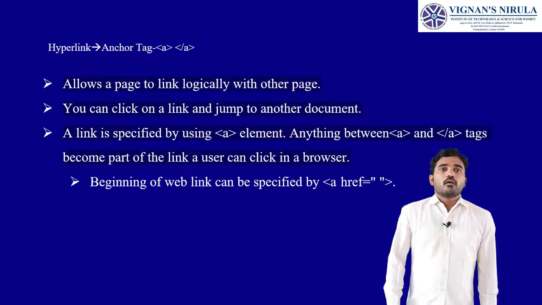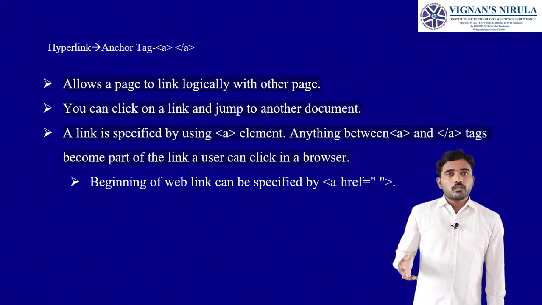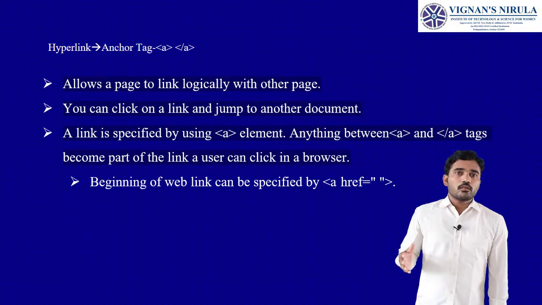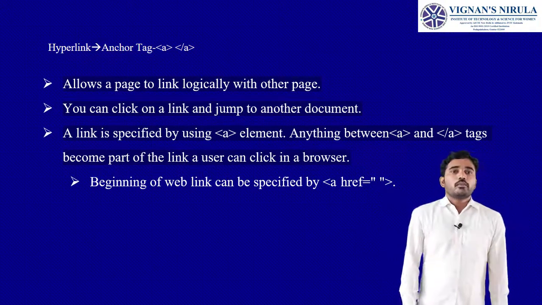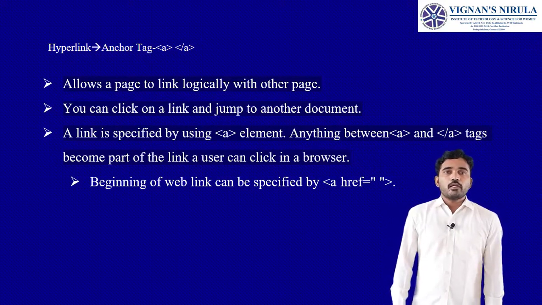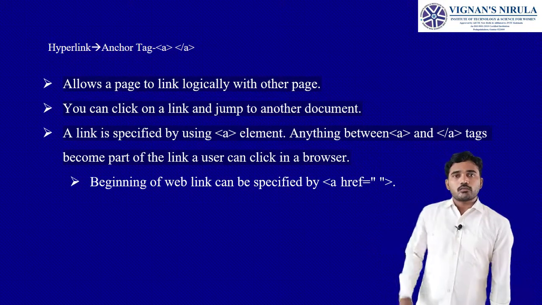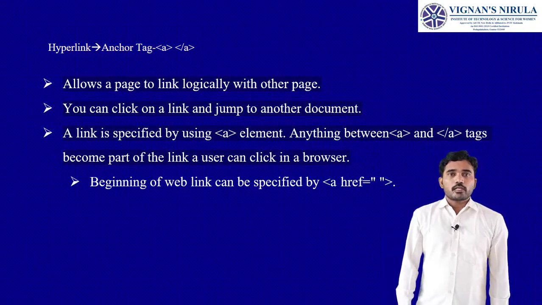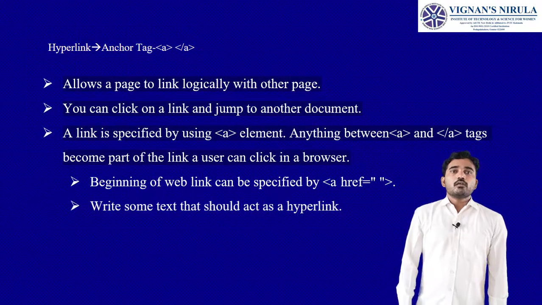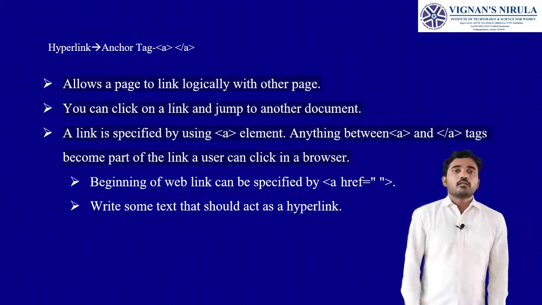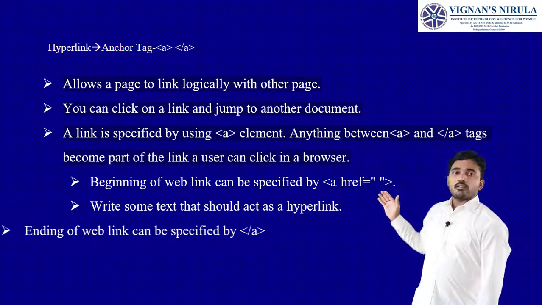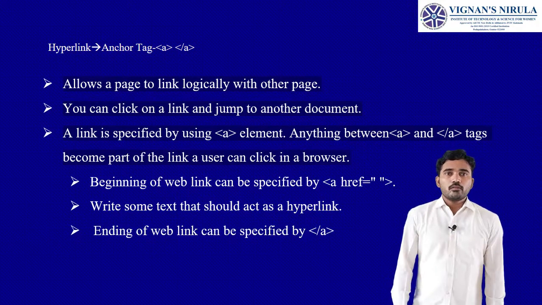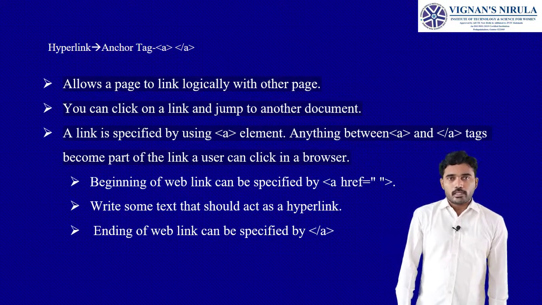Now see what are the steps to be followed for the creation of a link. The first step is the beginning of a link, which can be specified by using href equals, where href stands for hyperlink reference. The second step is to write some text that should act as a hyperlink. The third step is that the ending of the web link can be denoted by using /a.